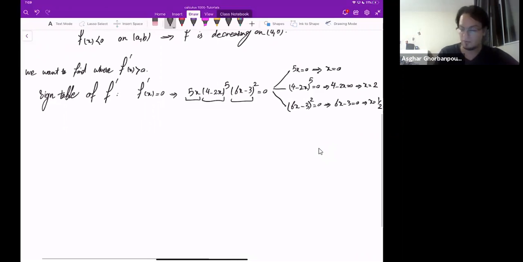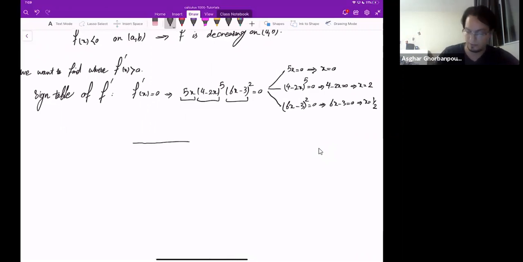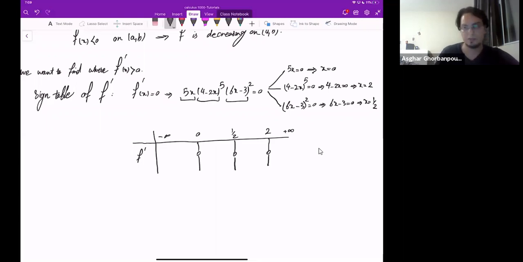Okay, we found where f prime is zero, basically. Then we put them in order here. This is the table. So 0 first, then a half, then 2. And we know that at these values, f prime, the function whose sign table we are trying to find, is going to be 0. Now, once you have found all the zeros of the function, you need to see what kind of sign that function has in those intervals.